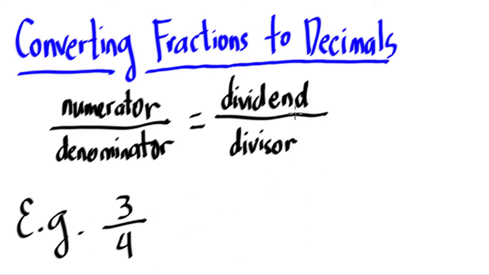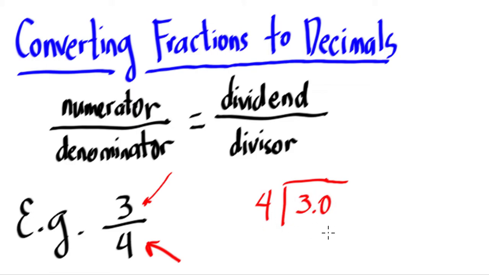For example, in 3/4, this is our dividend, this is our divisor. So how do we do this? We'll write it as 3 divided by 4. How many 3's are there in 4? Since there's none, we extend, put a decimal point here and then put a 0. Now, how many 4's are there in 30? We can say that it's 7. 7 times 4 is 28. 30 minus 28 gives us 2.